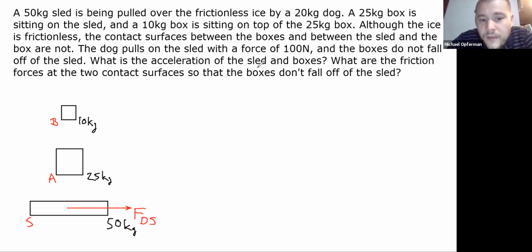Okay, so the dog pulls the sled forward. Notice the dog is not pulling the boxes forward. It says he's pulling the sled forward. The dog pulling is not directly what is causing the boxes to move, only indirectly. So we do not include the force of the dog pulling the boxes forward, because he isn't pulling the boxes forward. So that's the only force that's directly given in the question. Now we have to ask ourselves, what are the other forces here?